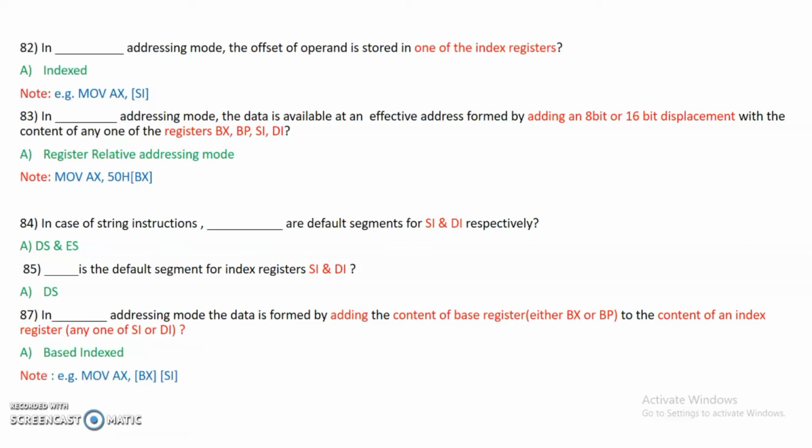So let me show an example. So here the data what I want to form is formed by adding the content of BX, address of BX register as well as the address of SI register. So whatever data is stored at the address when I added both BX and SI, so that particular data at that particular location I am moving on to the AX register. So this is nothing but base index addressing mode. So try to read the question properly and answer it.